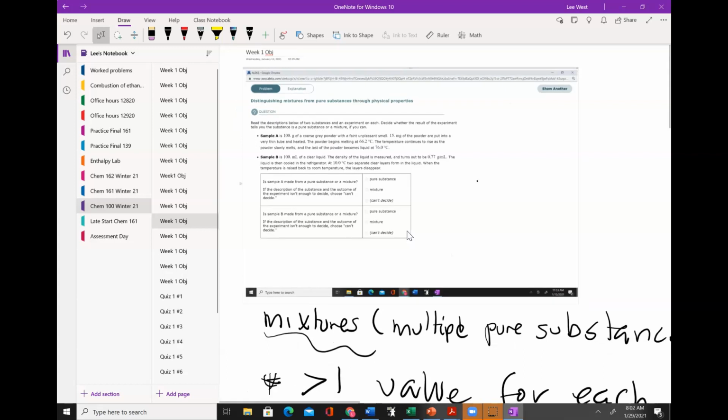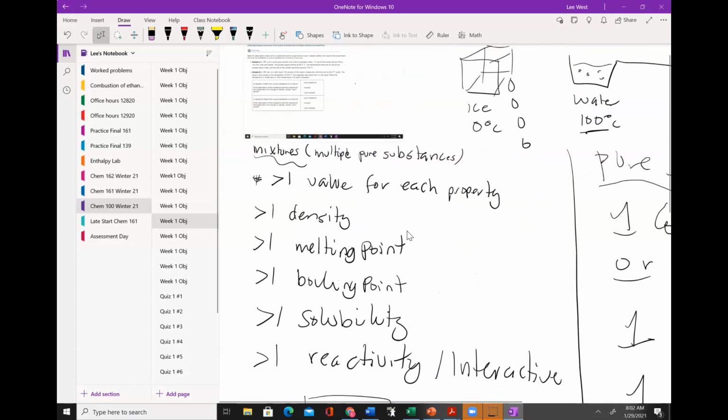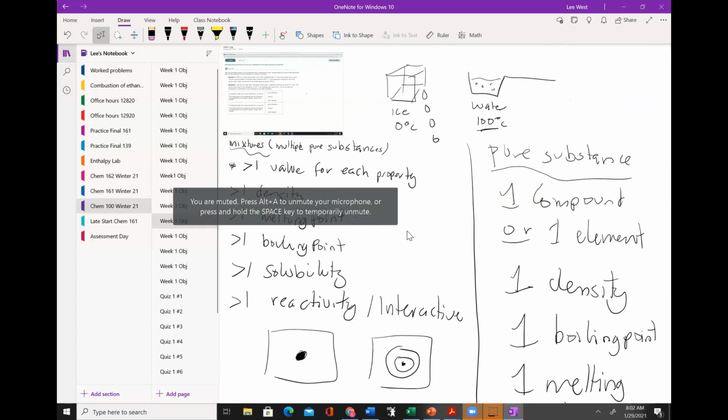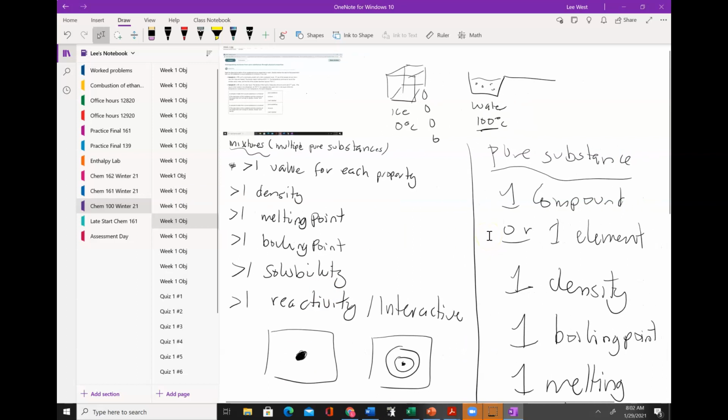So the key thing here is to recognize that mixtures are multiple pure substances that retain their individual properties. What this means is that for each component of the mixture, you'll have an individual set of properties. So mixtures have greater than one value for each property. Typical properties we might be looking at in these problems would be the density. So there will be more than one density present. There'll be more than one melting point. There'll be more than one boiling point. There'll be more than one solubility.